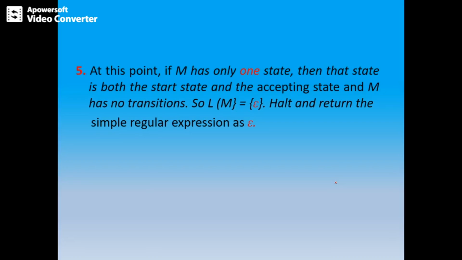Fifth point: if M has only one state, then that state is both the start state and the accepting state, and M has no transitions. So the language of M is equal to epsilon. If M has only one state and that state is both start state and accepting state, then the language of the machine will be epsilon. So the regular expression you are going to return is just epsilon.